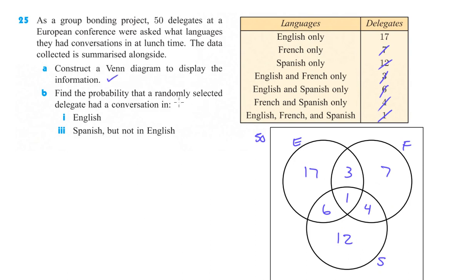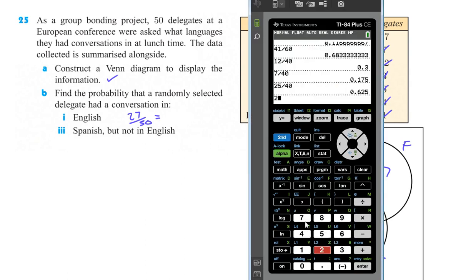Find the probability a randomly selected delegate had a conversation in English. So that's all of these. That's 21, 27. So that's going to be 27 out of the total 50, right? Let's just calculate that really quick. So we've got 27 divided by 50, and that gives us 54%.